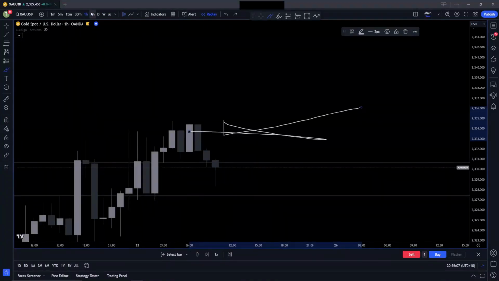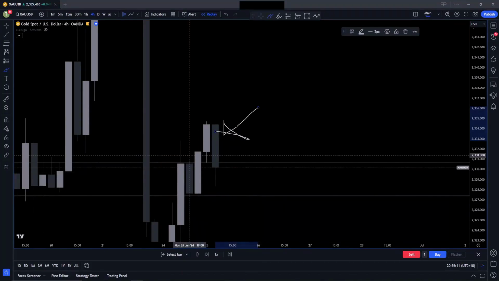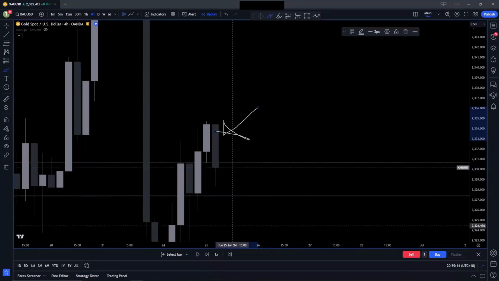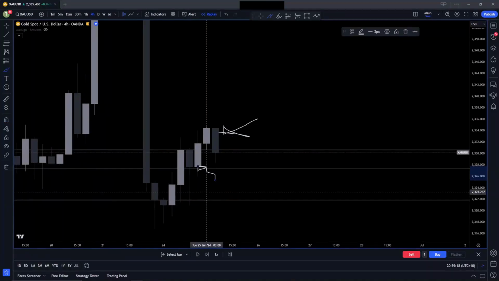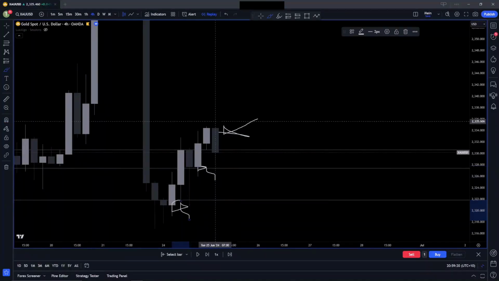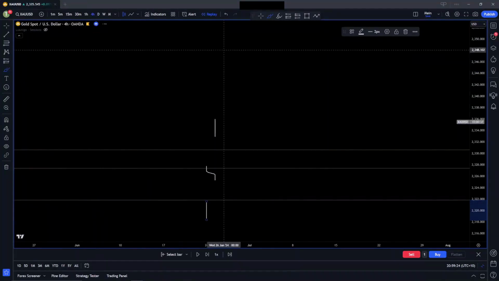Likely you're looking for it to create that top wick and then push down. So you have this area of interest here. If you're going to look to react, you're looking for a reaction to this area of interest. So currently, daily, you're looking bearish to create that bottom wick.